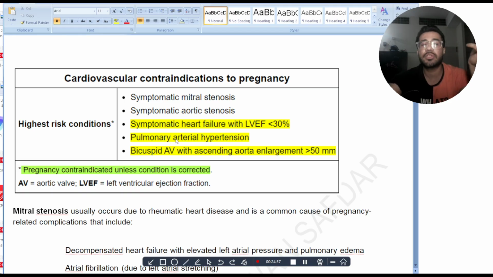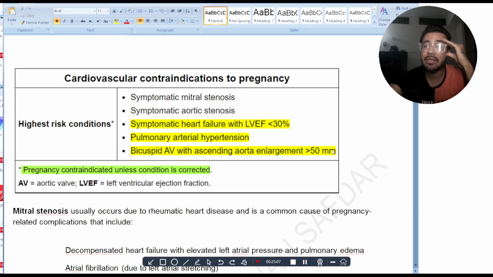So, pulmonary arterial hypertension. This is also stenosis of a kind. Why? Because it is restricting blood flow. Regurg is not a form of restriction, but stenosis is. So pulmonary arterial hypertension restricts the blood flow from the right ventricle to the left ventricle, right heart to the left heart. So it is also a contraindication. Bicuspid aortic valve with ascending aorta enlargement greater than 50 mm. So this is also a contraindication.